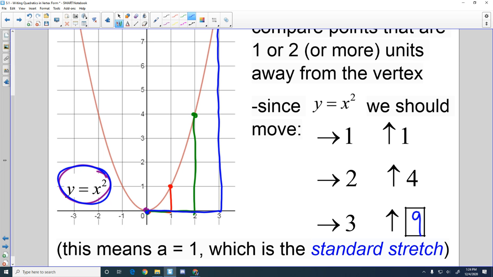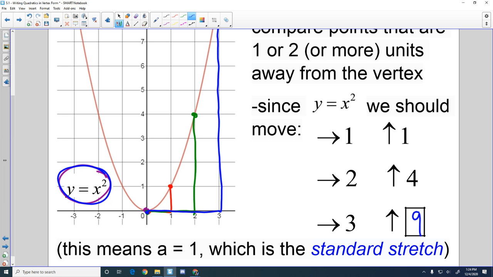If you see this pattern occurring, you're going to have to map this out. You're going to have to look at the graph and determine, if I go right 1, do I go up 1 unit? And if you do, that's great, because that means that a is equal to 1, meaning it's just like the parent function. There's no stretch or compression. It's going to match up with our basic parent function. So that's the pattern we want: 1, then the 4, then the 9.